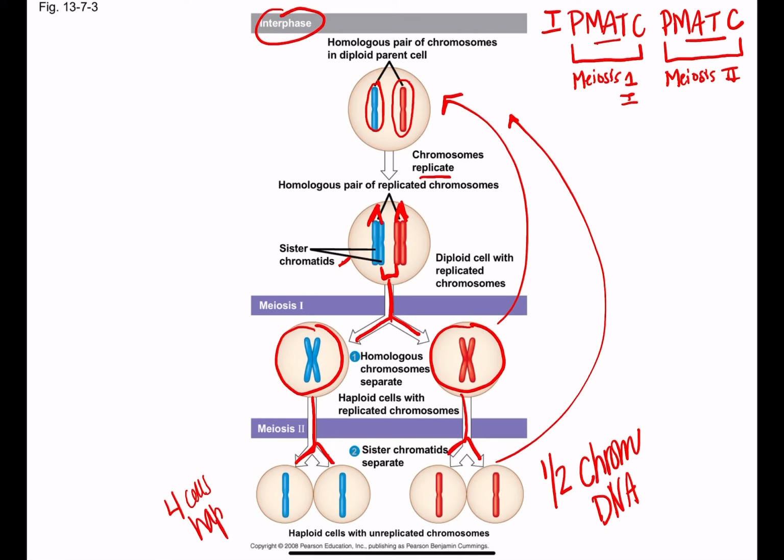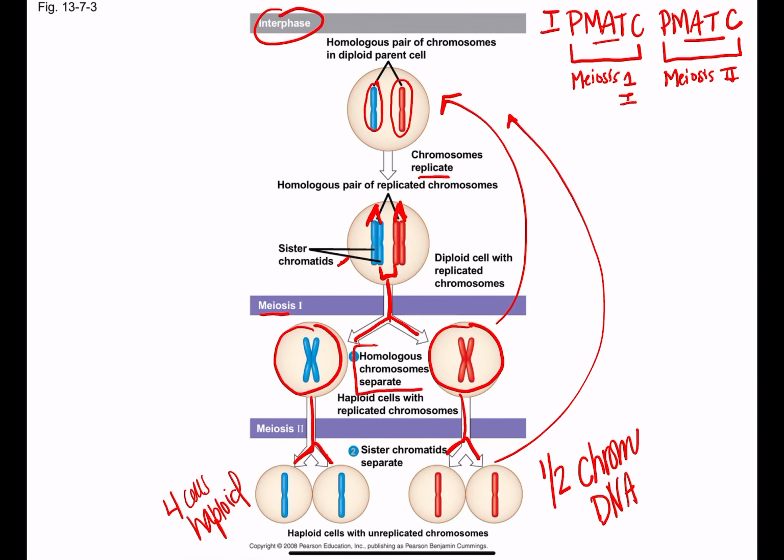And because they have half of the DNA, they are referred to as haploid. Okay? In meiosis 1, we had the separation of the homologous chromosomes. That's really important. Separation of the mom pair and the dad pair. In meiosis 2, we have separation of the sister chromatids, and that's important. Okay? And so that's kind of the overview of what's going to happen.